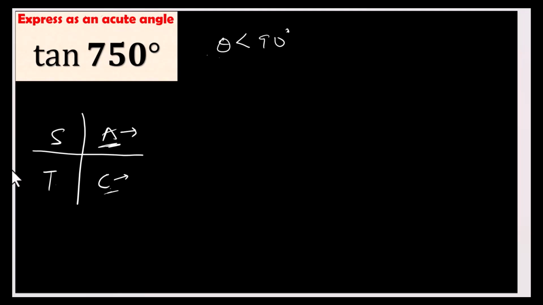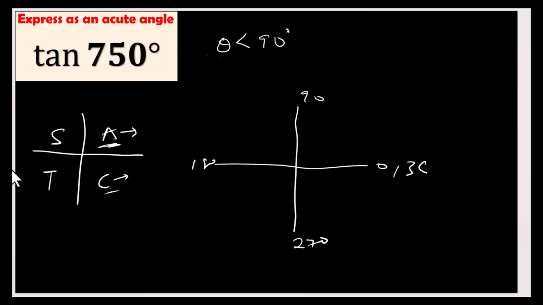So let's find the acute angle. 0, 90, 180, 270, and then we are back to one complete revolution. So 750: we have one complete revolution plus another one, 360 plus 360. So let's start.